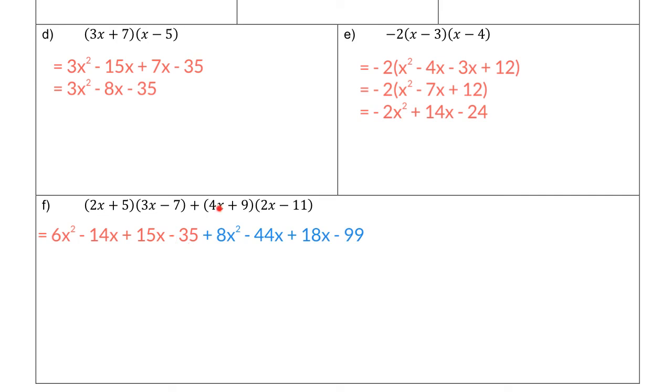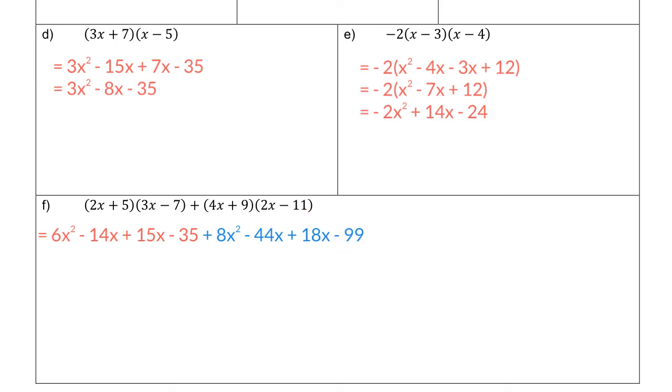Then I look over here, 4x times 2x is 8x squared. 4x times minus 11 is minus 44x. 9 times 2x is 18x. 9 times minus 11 is minus 99.